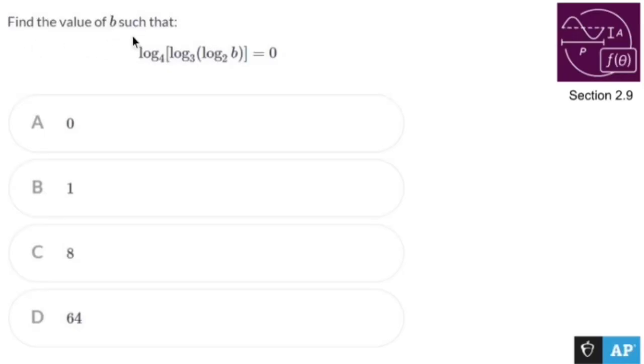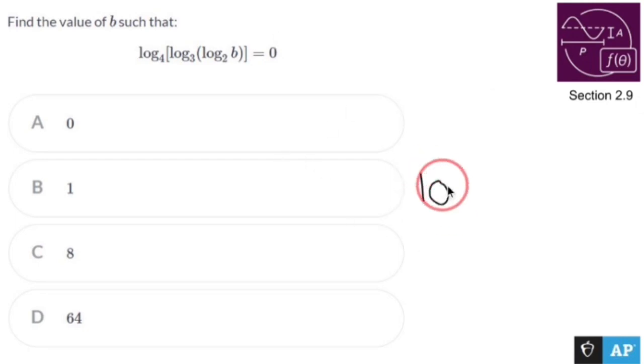Find the value of b such that log base 4 of log base 3 of log base 2 of b is 0. Holy cow. Well, this is what I'm going to do, and I don't know if this is the best way to do it, but I'm going to do it anyway. There's a little trick to simplify this.